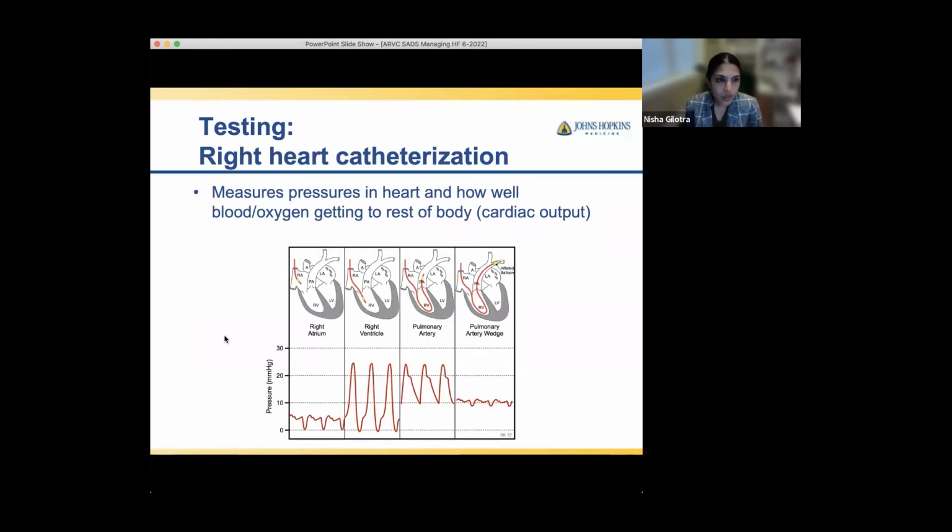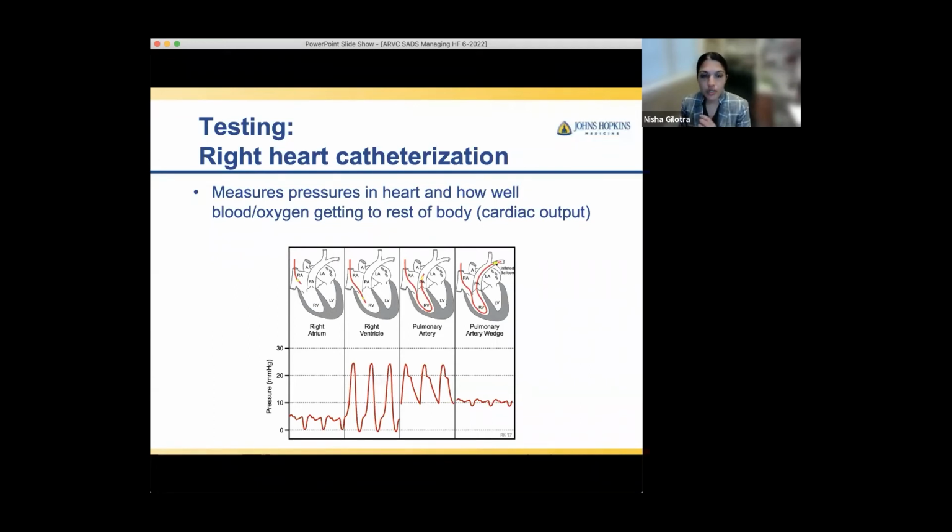The other testing we can do is a right heart catheterization. That's when you come to the catheterization lab and a cardiologist will perform this. It's different than what is more commonly known as a heart cath, where people might be looking for blockages in the arteries in the heart.